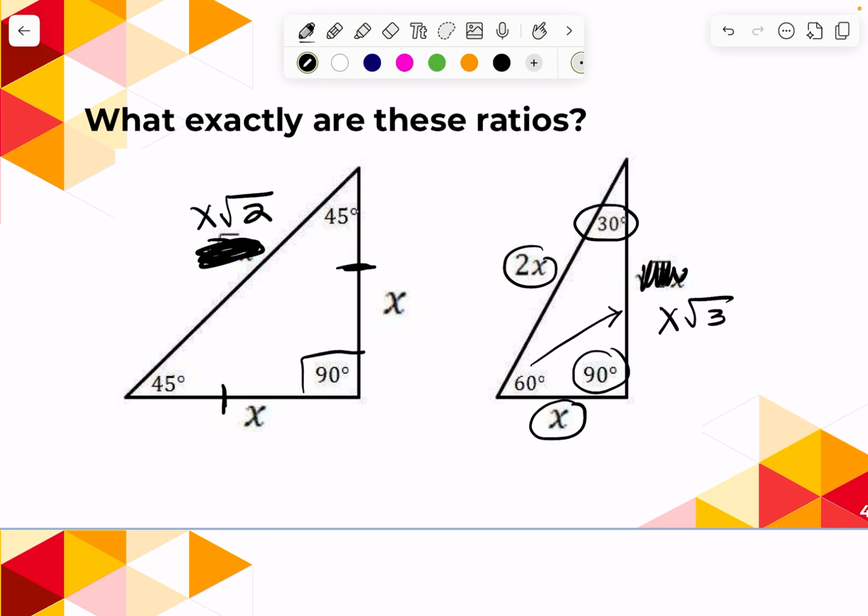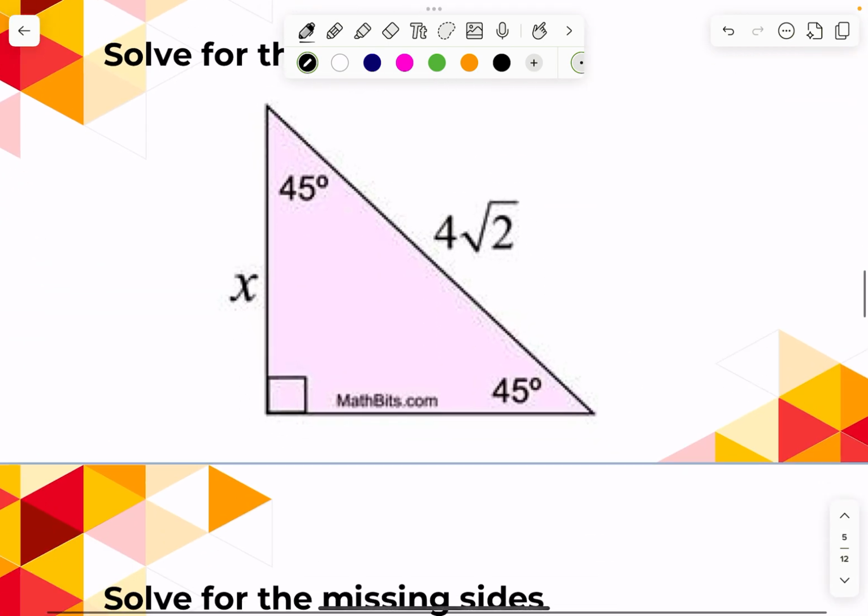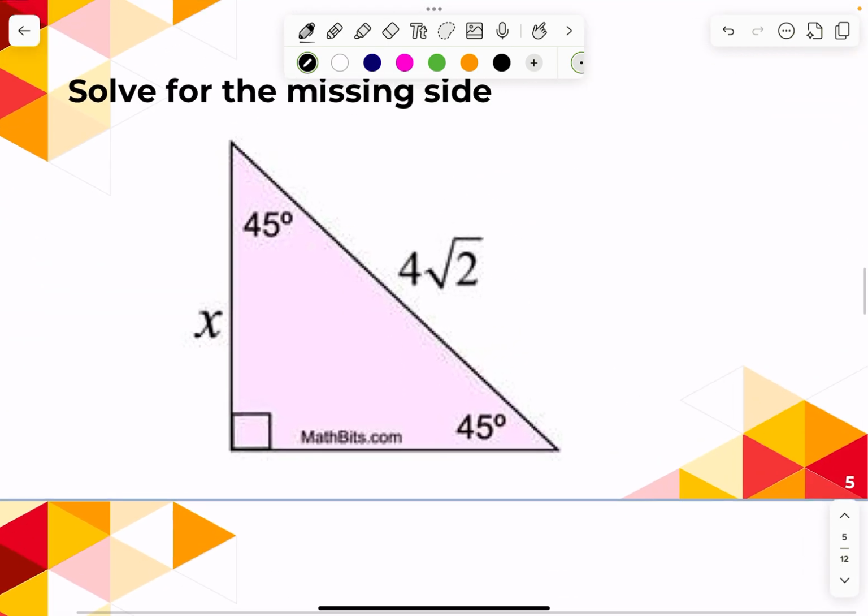So in your notes, you need to have this down 100%. And everything is going to come back to this. And I'm going to show you a whole bunch of examples. All right, looking at this picture, before I even start the problem, I see 45, 45, 90.